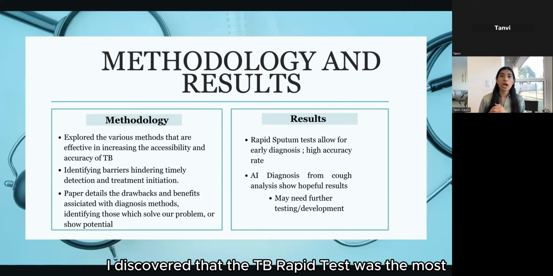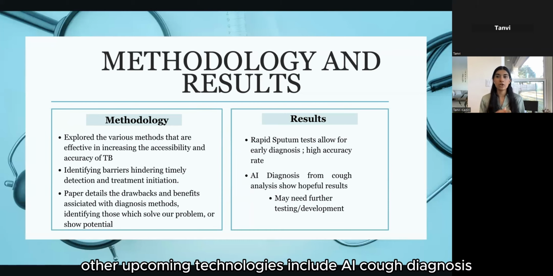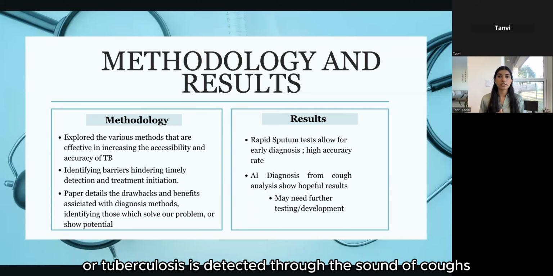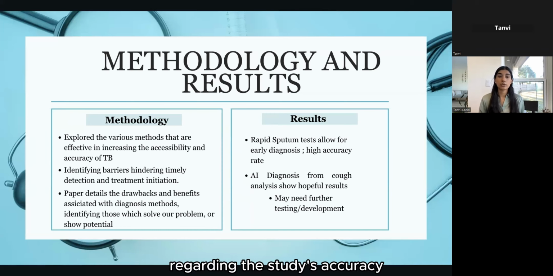Through my research, I discovered that the TB rapid test was the most accessible option for TB diagnosis, being both cheap and effective. Other upcoming technologies include AI cough diagnosis, where tuberculosis is detected through the sound of coughs. However, more research must be conducted regarding the study's accuracy.